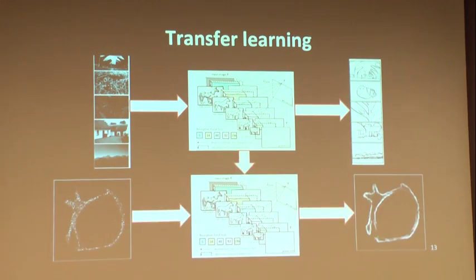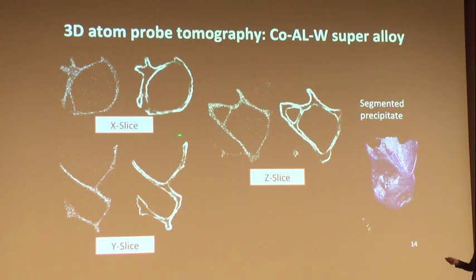And then we use the same model with few modifications and then use the 3D atom probe tomography to do the edge detection. And from that, we can build these edges. And we can do this in 3 dimensions, x slice, y slice, and z slice. And then we can do this reconstruction, which is a segmented precipitate, and be done with it. So we don't need to collect a lot of 3D atom probe tomography data with the interface edges. So this is how we address this problem of limited data.